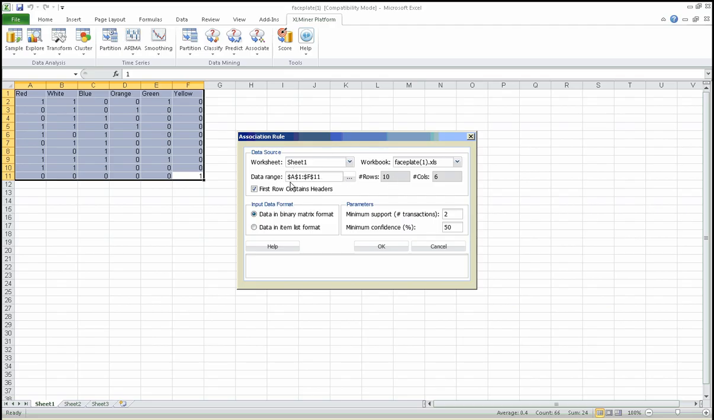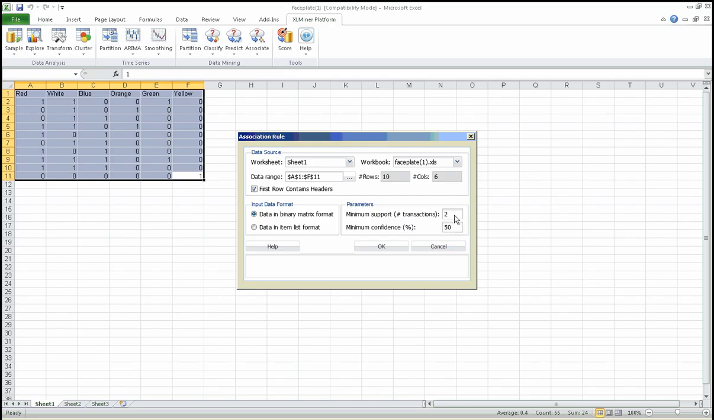Data source, sheet 1, that's what it says. Data range, it should automatically pick up the entire data set here. If not, you can manually select the data range. It identifies the number of rows and number of columns. The first row contains the headers, which you have to check mark. And the data is in binary matrix format. Binary means 0 or 1, yes or no. In this case, it's 0 or 1.